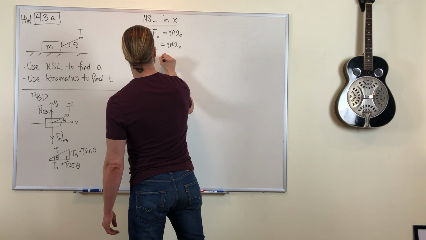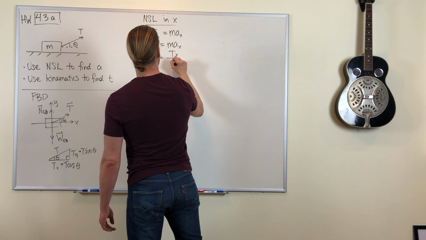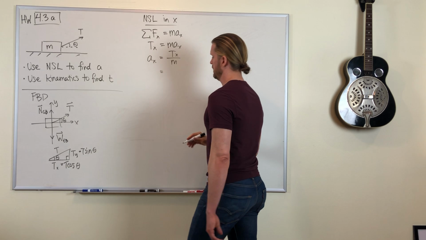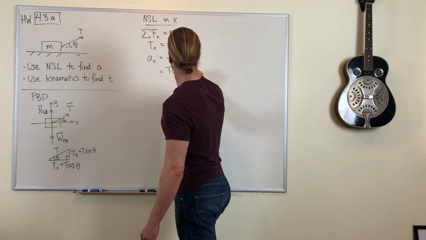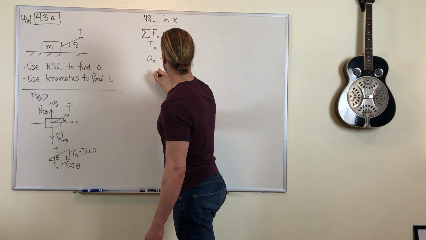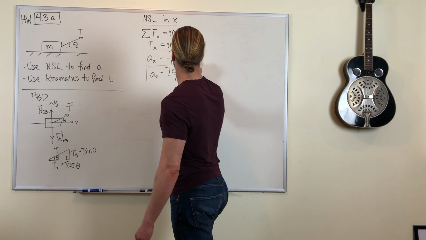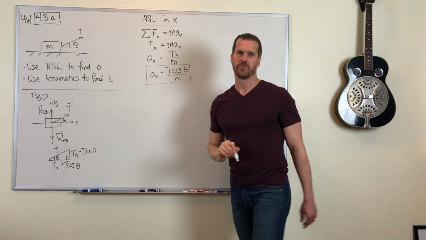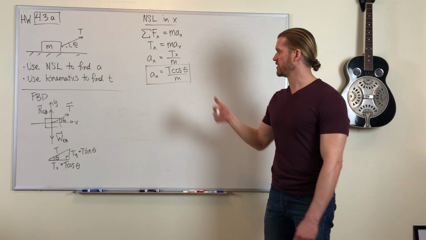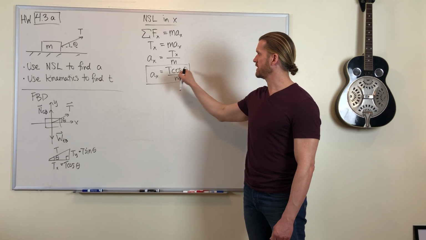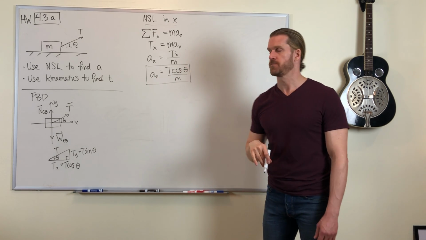So A equals Tx over m, or T cosine theta over m. And you all have different numbers in your homework problem, so I didn't put any numbers, but you're given T, you're given theta, and you're given m.